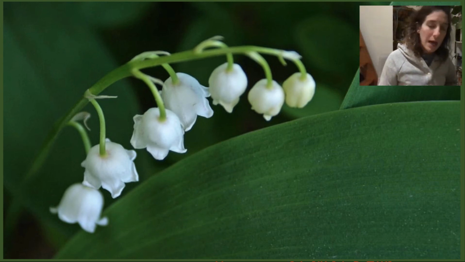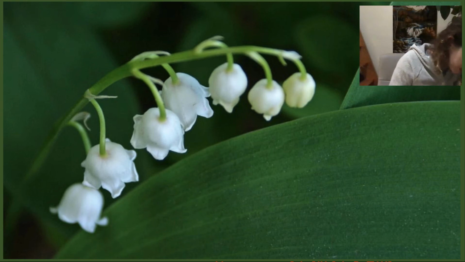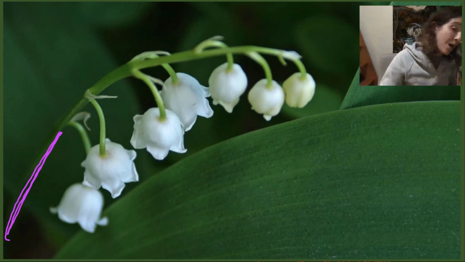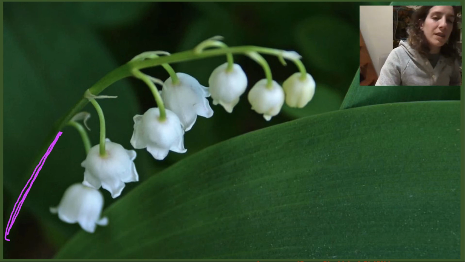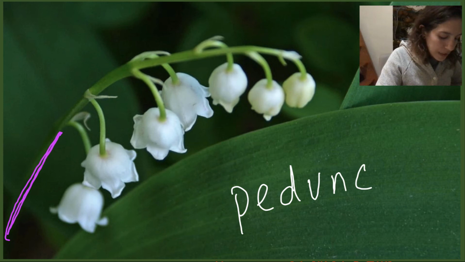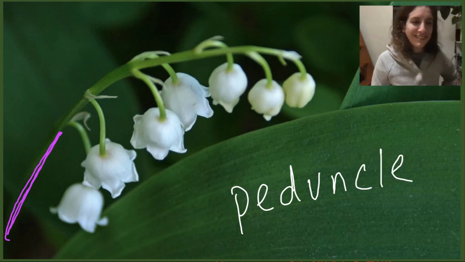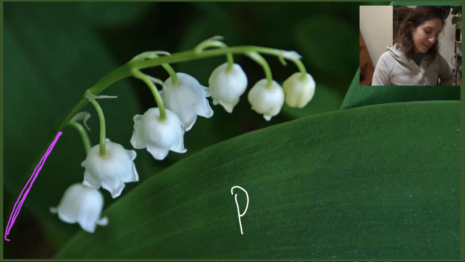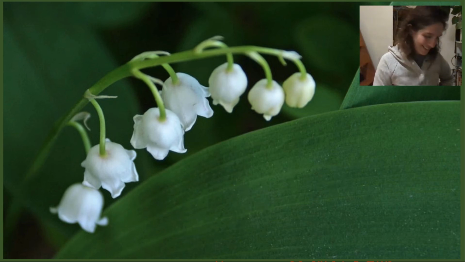Cool. The last term here on this picture is the base, the stalk below the rachis, below the lowest flower. This is the stalk of the entire inflorescence, and it's called, I love saying this word for some reason, a peduncle. Say it with me. Peduncle. Oh, you're not here. That's okay.